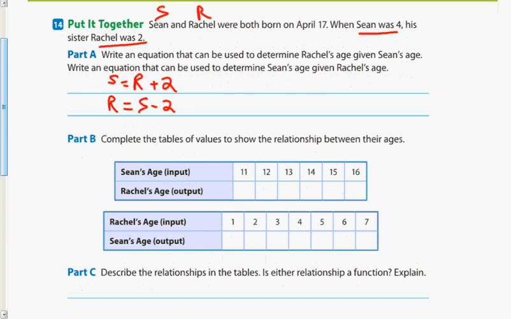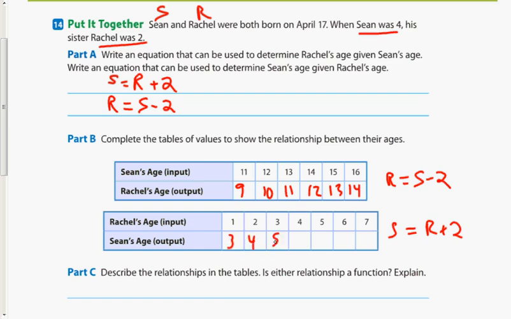Now, let's make Sean's age the input. So that's when we would be using this one. So that would be the equation Rachel is equal to Sean minus 2. So if Sean's age is 11, plug in 11 for S and subtract 2, you get 9. Do that every time you subtract 2, you'll see there's a pattern. And the reverse would be if you have Sean's age as our output, that's going to be equal to Rachel plus 2. So I add 2 every time. So I get 3, 4, 5, and so on.